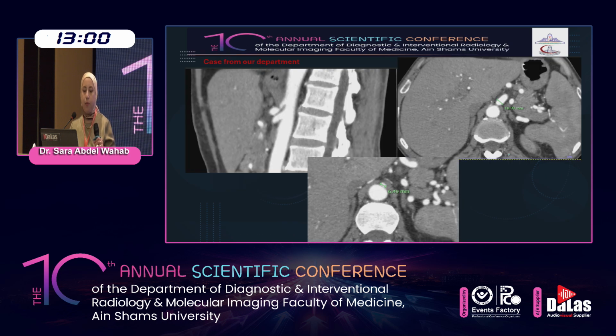This is a case from our department showing the celiac artery with hooked appearance with the post-stenotic dilatation of 10.9 mm and pre-stenotic stenosis of 6.5 mm.